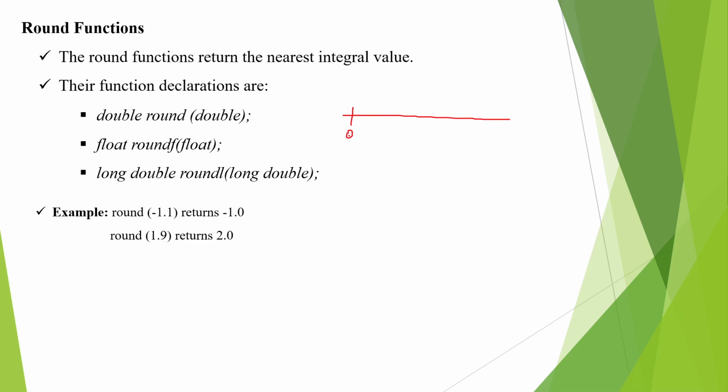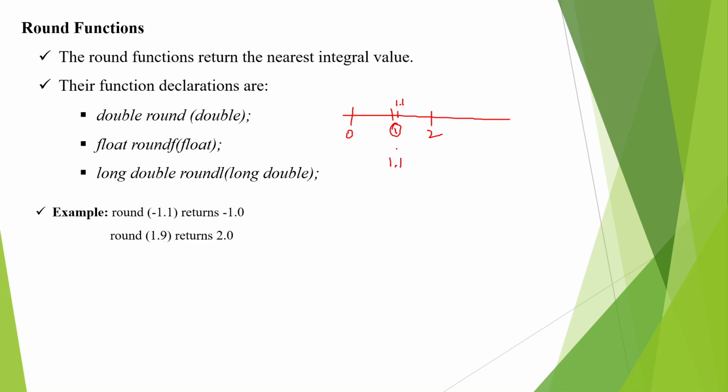Suppose I have 0 here, 1 here, and 2 here. I will try to explain by taking different examples between 1 and 2. If I take 1.1 as the value, which integer will be the nearest? It will go somewhere here, 1.1. Is 2 or 1 the nearest? 1 will be the nearest, so 1.1 will be rounded to 1.